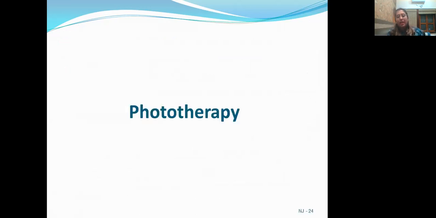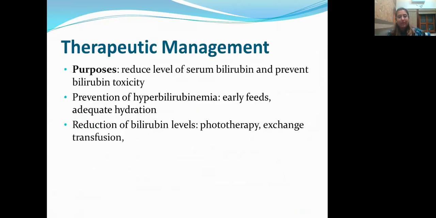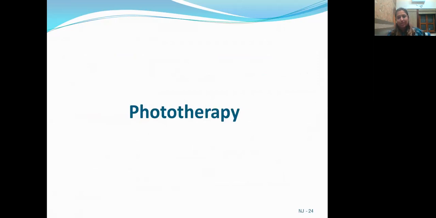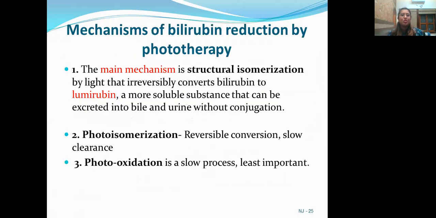Excuse me, and reduction of bilirubin levels by phototherapy and exchange transfusion. So let us focus on phototherapy now. Phototherapy is the mainstay or main treatment for neonatal jaundice. And now we will look into the mechanisms of bilirubin reduction by phototherapy. There are three primary mechanisms for bilirubin reduction.